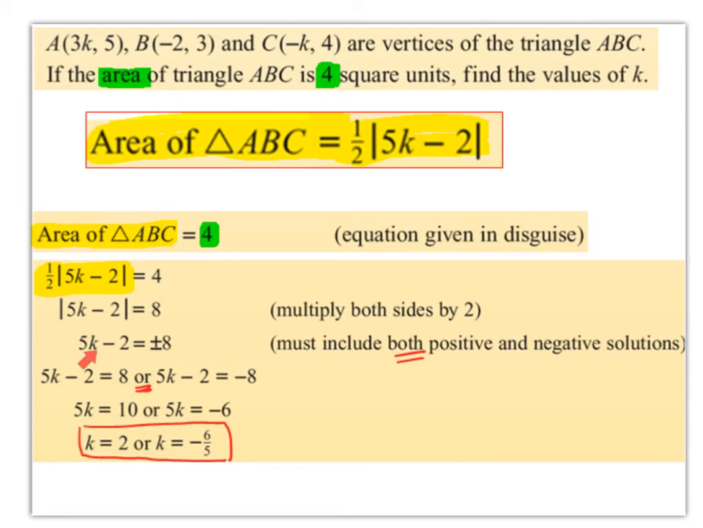And then we'll have 5k minus 2 is equal to minus 8. So 5k is equal to minus 6. So k is equal to minus 6 over 5. So minus 6 over 5 is our second solution. So we're asked to find the values of k. They are 2 or minus 6 over 5.